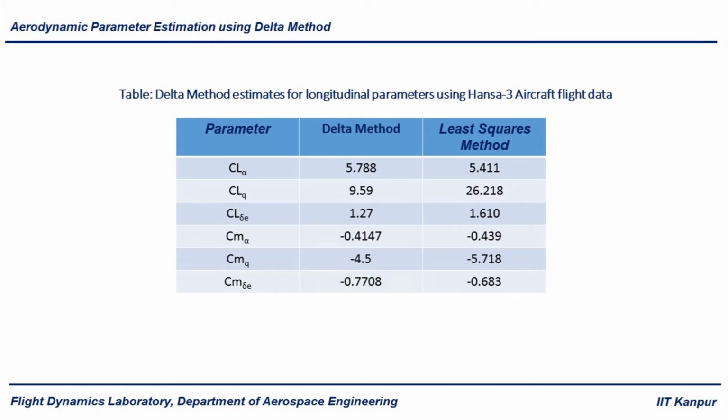Here we have applied only a 3-2-1-1 input. So if you want to get those dynamic derivatives, then you should capture more dynamic maneuvers, nonlinear maneuvers, where your q will be quite excited and you will see significant changes in this rate. From there you can get better estimates of CLQ and CMQ. So this was the idea, just to introduce you to this delta method using flight data. Now you can gather different sets of data, use this algorithm, and look for better results than what is presented here.